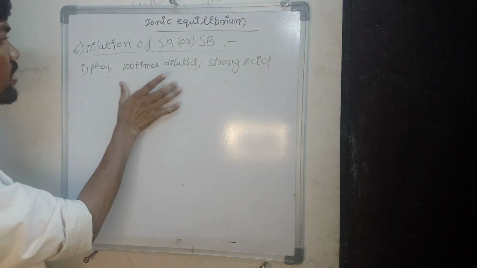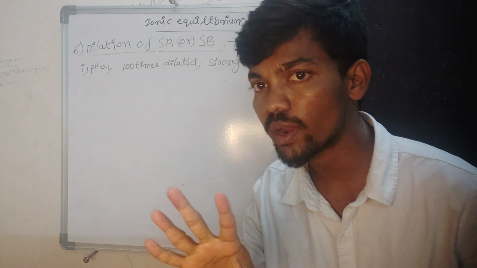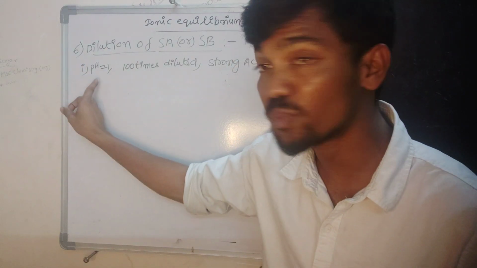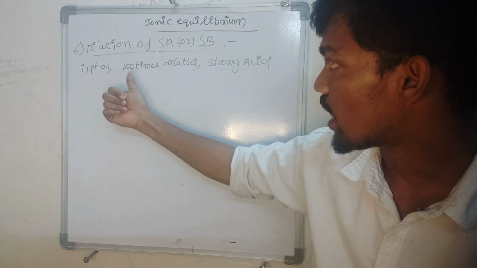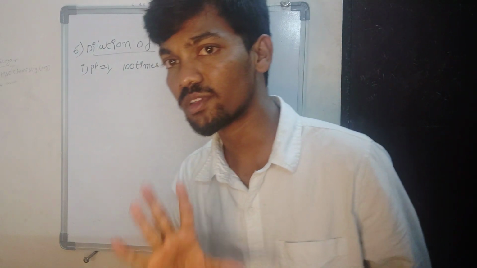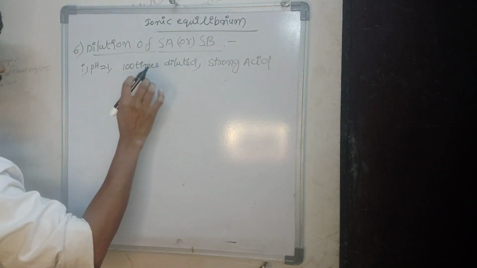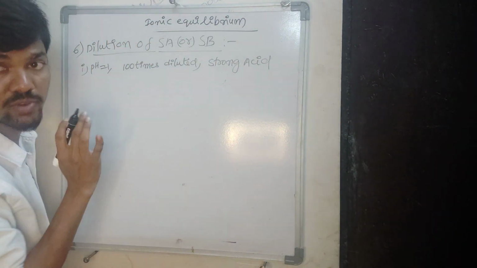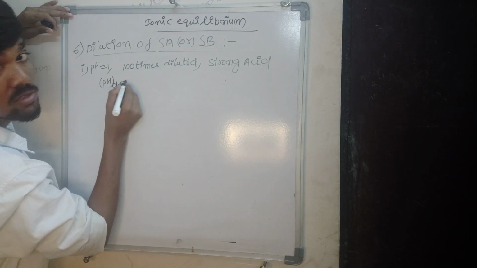So the question is given like this. We have to find the new pH for this. This is the old pH they gave. It is 100 times diluted and it is a strong acid. For a strong acid you know the formula, I will explain. What is given? pH old is given, how much?